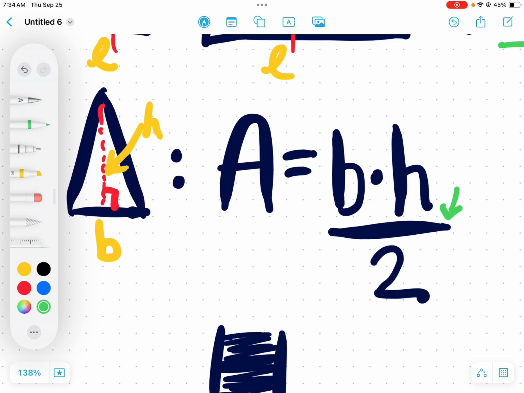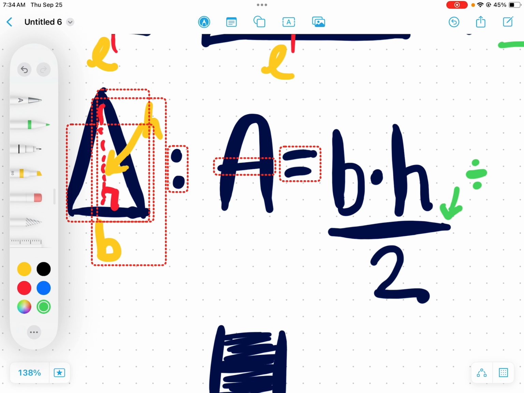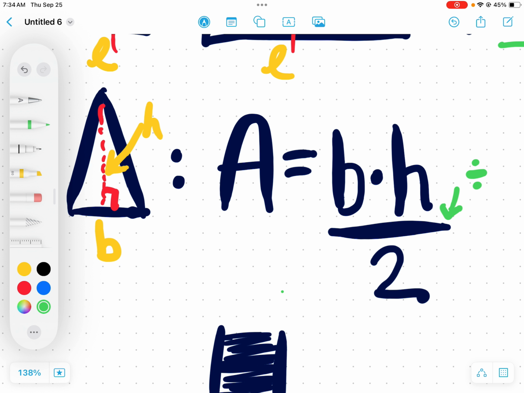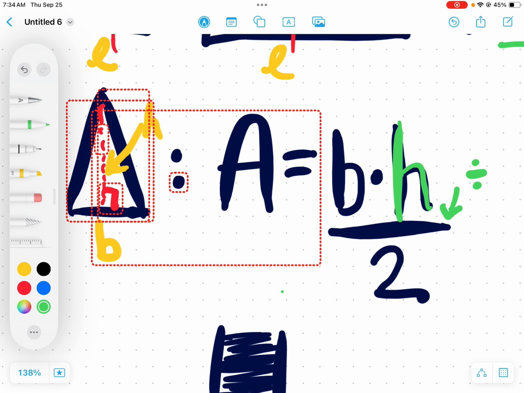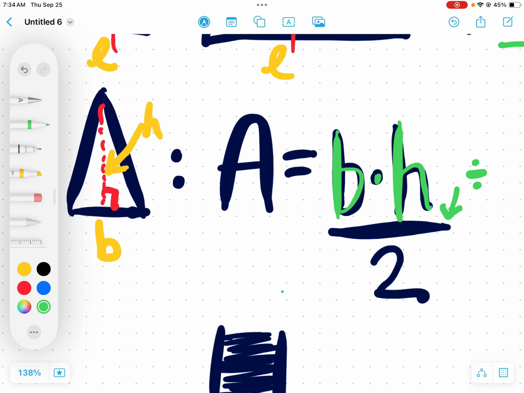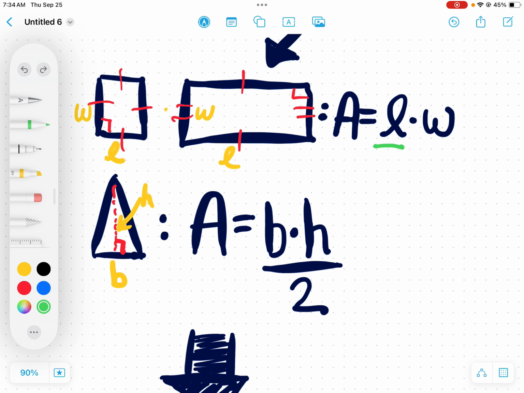Because this line right here means divide. And we'll go over that more once we get to our fraction unit. But just know that if you're trying to find the area of a triangle, you need to find the height and you need to find the base, multiply them together, and then divide that answer by 2. With rectangles, you don't need to divide by 2, but with triangles, you do.